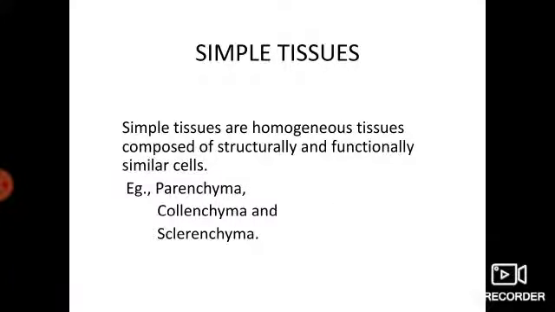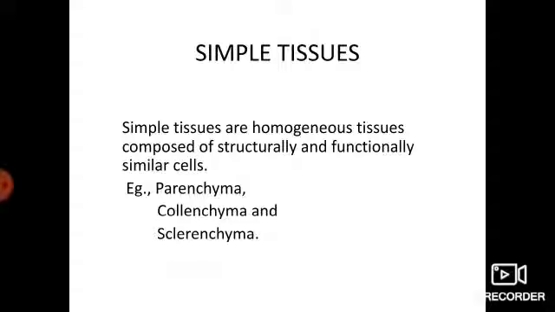Friends, in this class, I am going to teach about simple tissue of permanent tissue. Already I told you that generally plant tissues are of two types. They are meristematic tissues and permanent tissues. In the previous class, I taught about meristematic tissues. In this class, we will see about simple tissues. These simple tissues are one of the type of permanent tissues. So, we can also call it as simple permanent tissues.